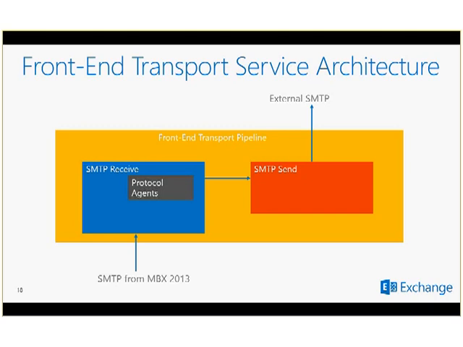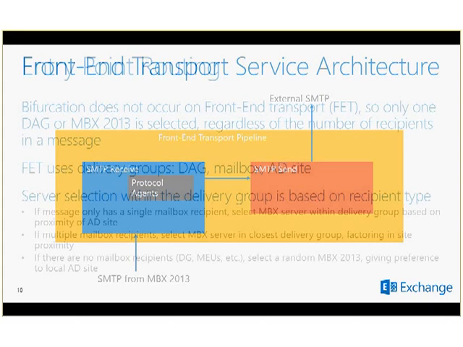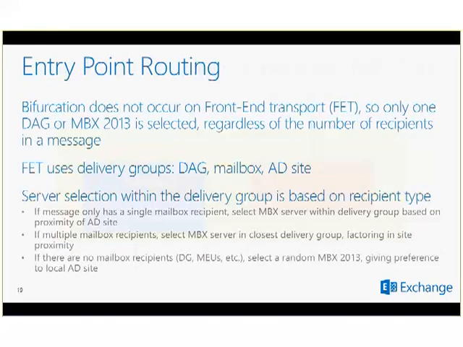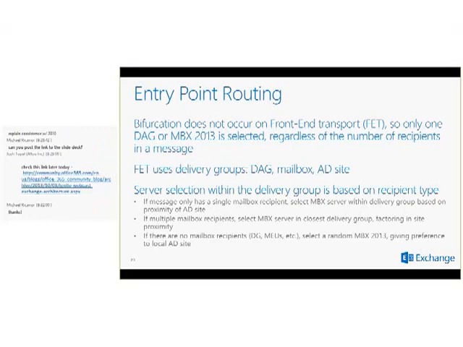Entry point routing. This is when FET gets the message and finally makes that determination. What are some of the things we're looking at? First of all, we do not bifurcate on FET. We will not split the message into multiple messages on the front-end transport layer itself. We will send a single message on to the next location, what we consider the best next hop. We use something called delivery groups to determine what that best next hop is. A DAG is considered a delivery group. This does not mean that it has to be the Mailbox server with the database mounted for that recipient. It can be any server in the DAG.